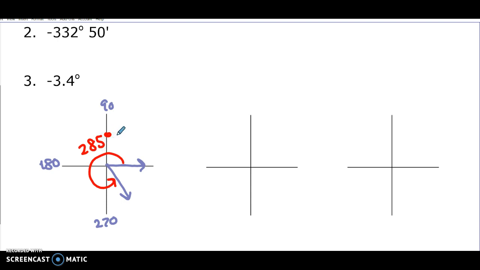Okay, so let's have you guys try 2 and 3 on your own. If you're already confused about number 2, this is negative 332 degrees and 50 minutes, which is a part of a degree. Okay, go ahead, try it on your own.